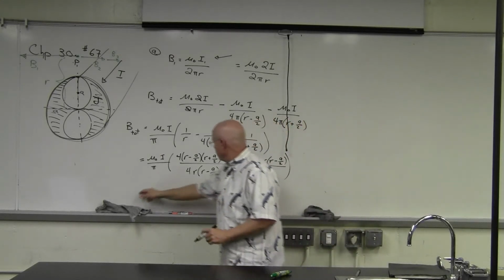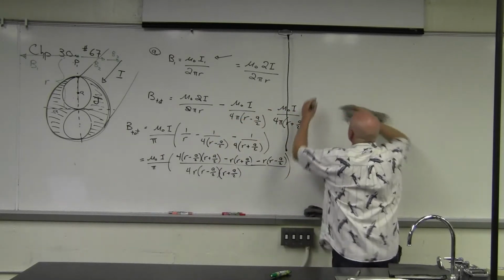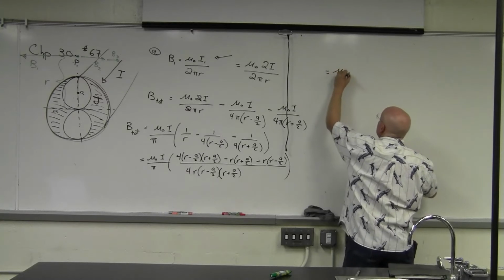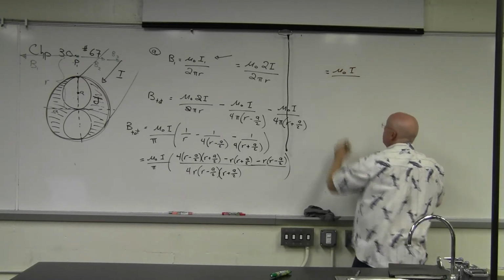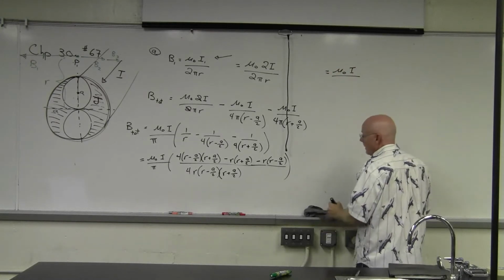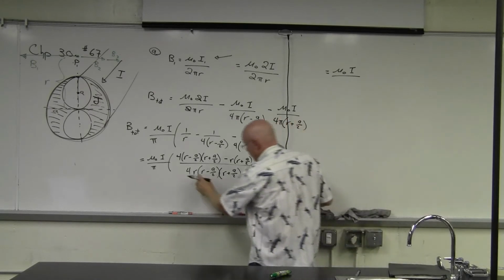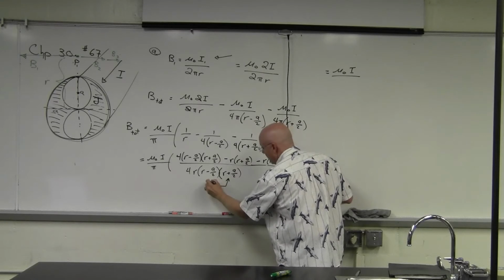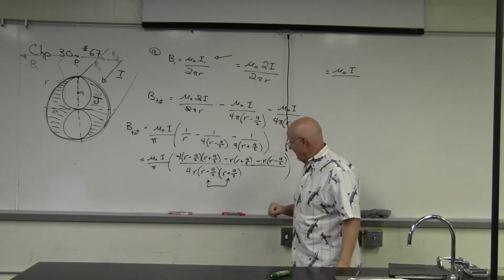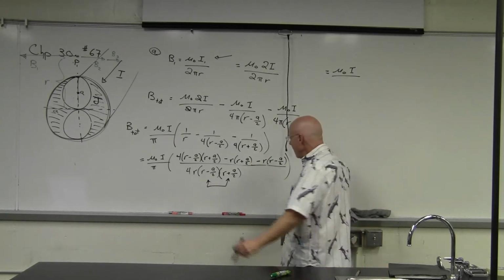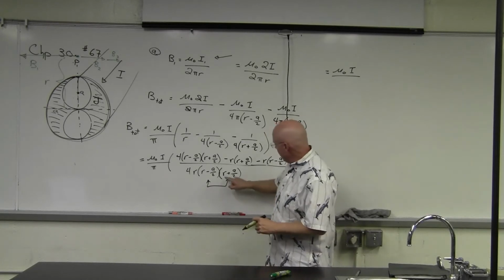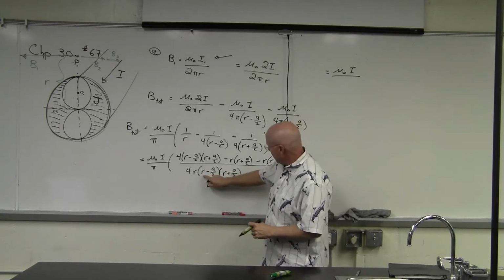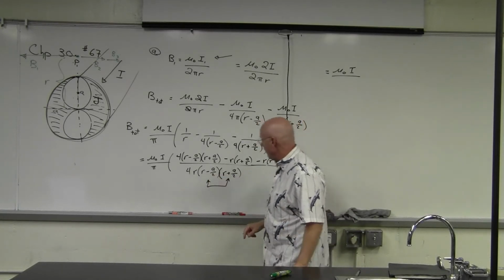Maybe I'll continue on with saying, okay, I've got a mu naught, I've got an I, and maybe I'll just do the denominator, because this is a nice set of mathematics. Maybe you remember, this looks like an a plus b times an a minus b.